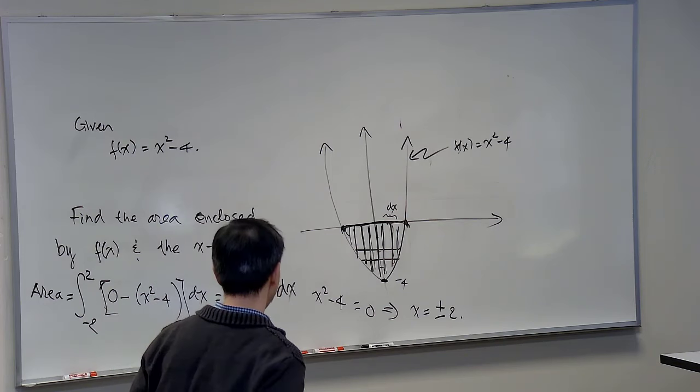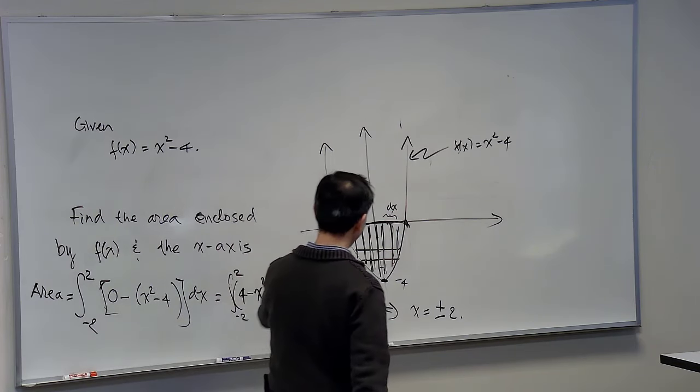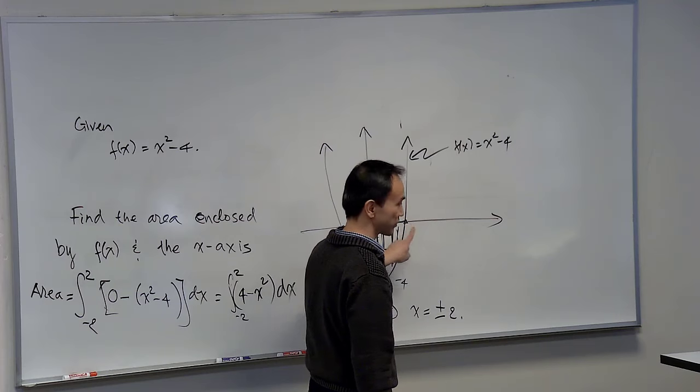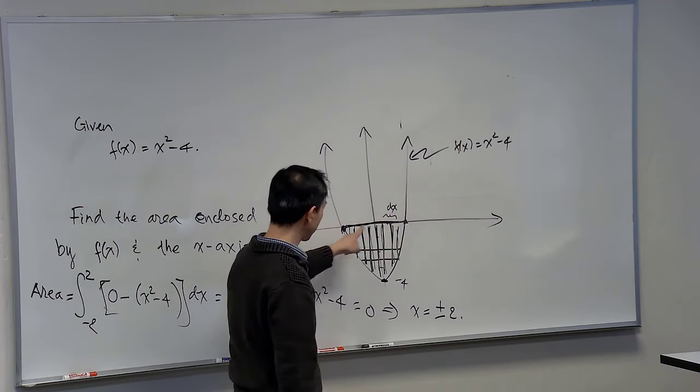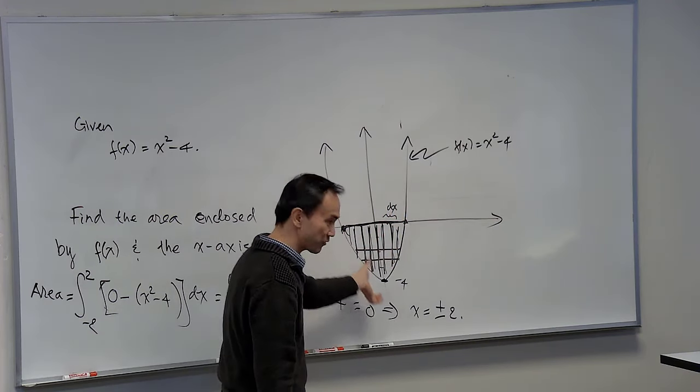But at some point, we still need to be able to algebraically find the crossing point over here. So we solve that equation for 0.